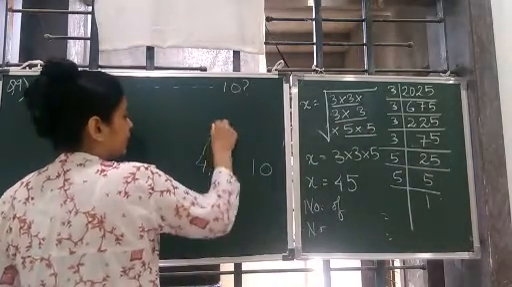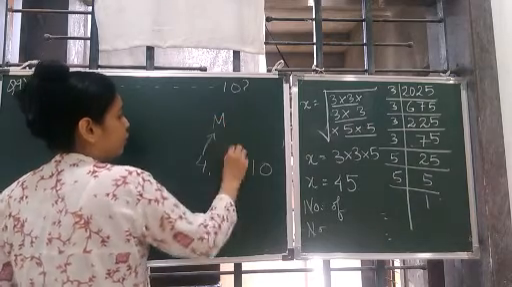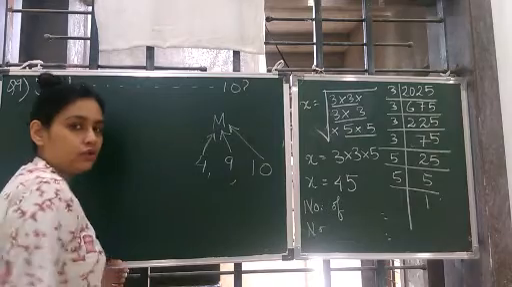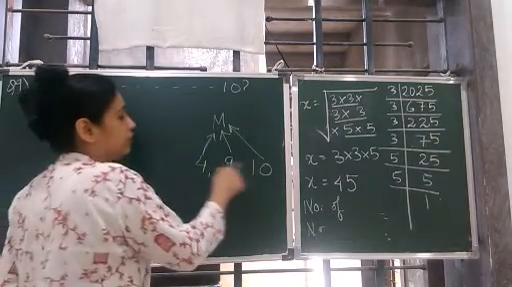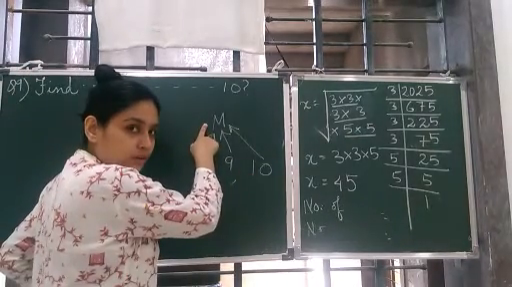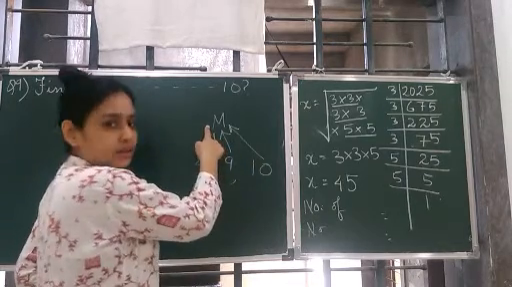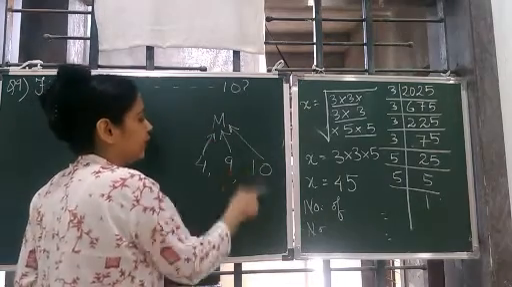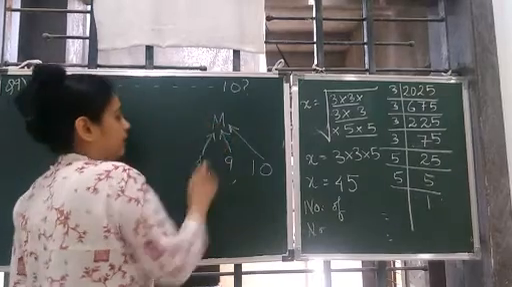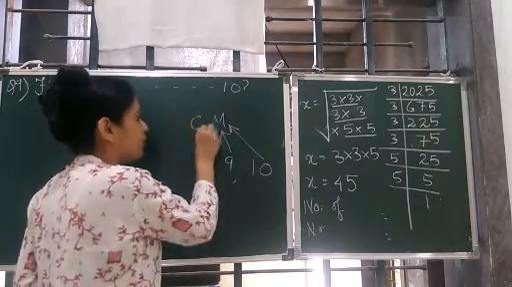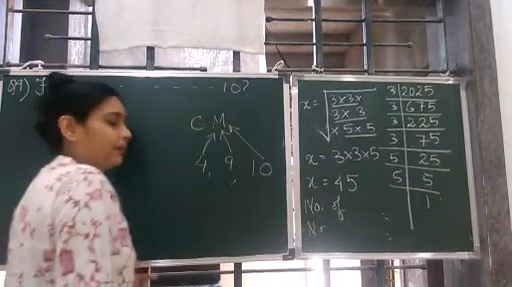That means it should be the multiple of 4, multiple of 9 and multiple of 10. Right? Whatever number it is, it should be divisible by all three. That means it should come in their table. That means it should be the multiple. Yes, multiple of 4, multiple of 9, multiple of 10. Now, since it is the multiple of all these three numbers, that means it is common. So it is a common multiple, correct?